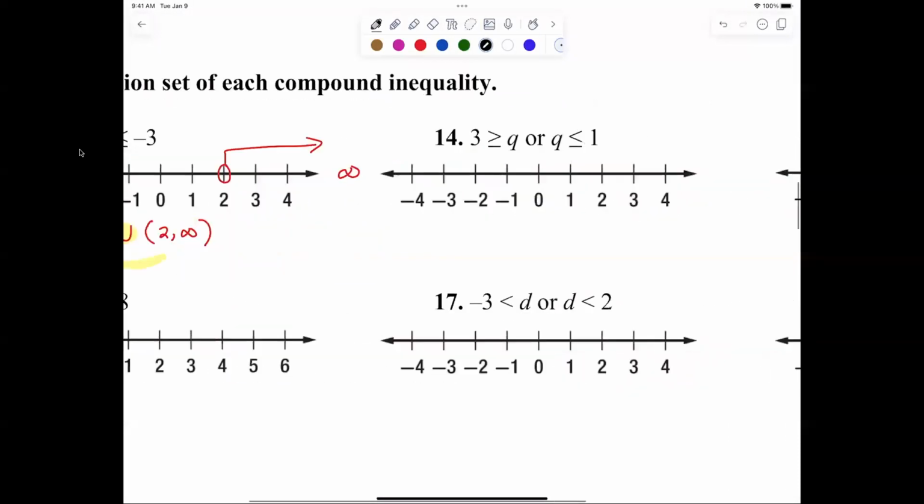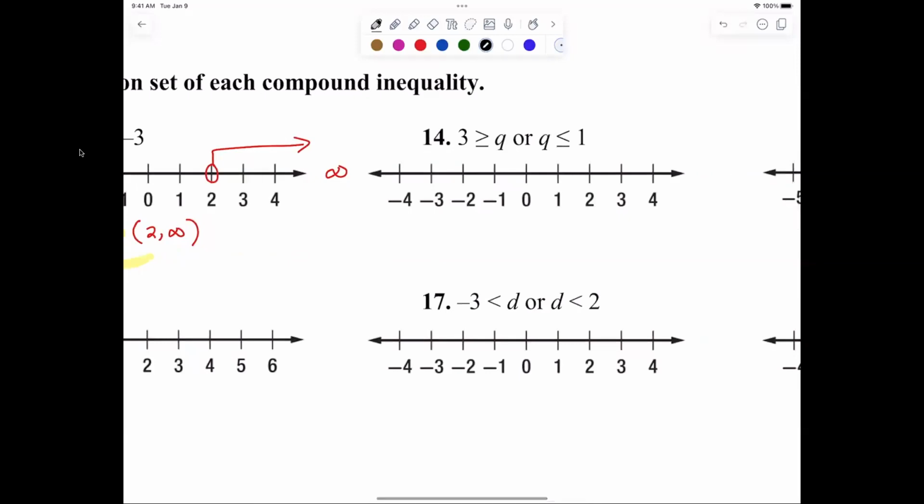Okay, let's look over here. Now, again, does everybody agree? I need everybody to circle this. We don't write the letter second. We need to write it first. So it's going to be Q is less than or equal to 3.